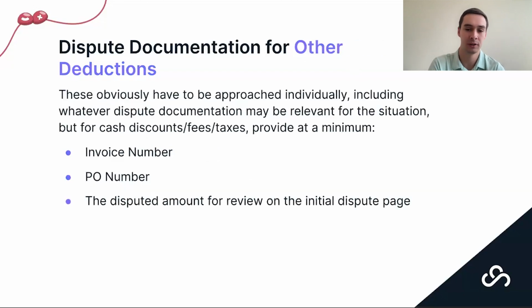For the other group, there's less fleshed out on what is needed. So you would have to approach these individually, but include whatever you think may be relevant to help prove if a cash discount, a fee, or a tax was taken incorrectly. At a minimum, they're going to require you provide your invoice number and PO number, which was already required in the first steps of the dispute process. And then really just any other documentation that you may have that may prove that one of those categories in the other bucket makes this charge invalid.